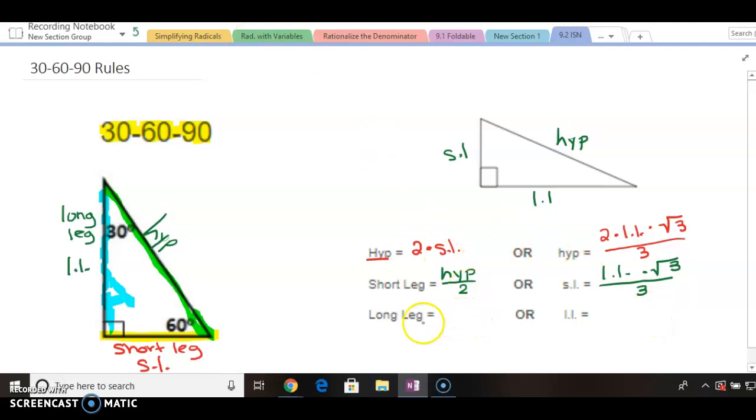Okay, last but not least, I'm looking for my long leg. If I have my short leg, it's just my short leg times square root of 3. Or if I have my hypotenuse, it's my hypotenuse times square root of 3 over 2. Okay, and once again, these formulas only work for 30, 60, 90 triangles.